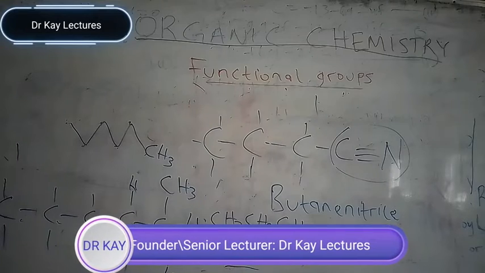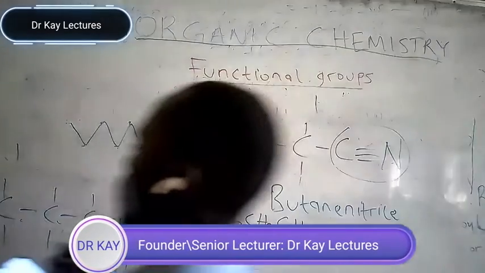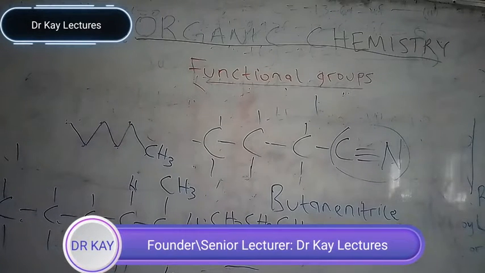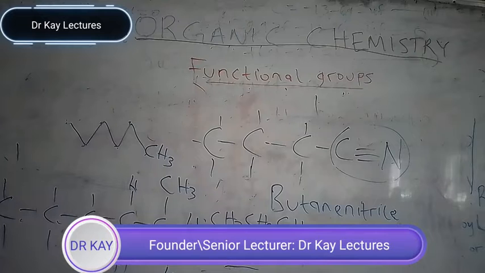I've not done much on the alkynes, so let me do it. Please, let's listen. Now this is the alkyne. Alkynes have the general formula CnH2n minus 2. Am I right? Yes, CnH2n minus 2.